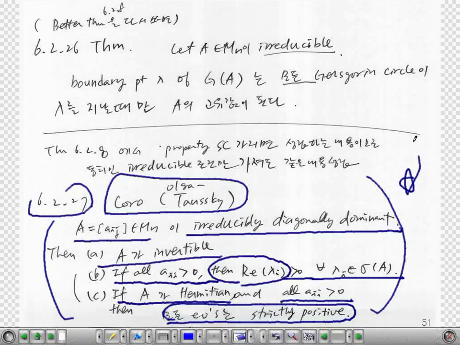Okay? Irreducibly diagonally dominant. First condition, irreducible. Second, diagonally dominant, and at least one row is strictly diagonally dominant. Then we have this; it covers most of the previous works altogether. Okay?